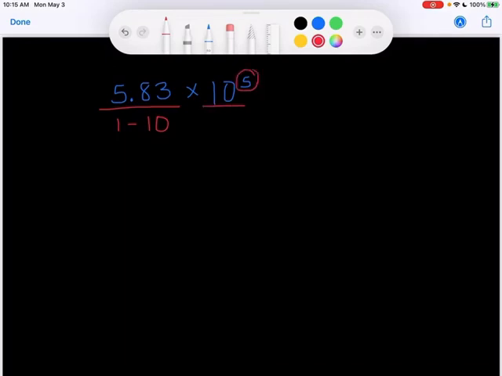Okay. Now, if that power is a positive number, that means the actual value that this represents is a very large number, or it's larger than the 5.83. And if that exponent is negative, that means you're dealing with a small number. Let's look at an example.